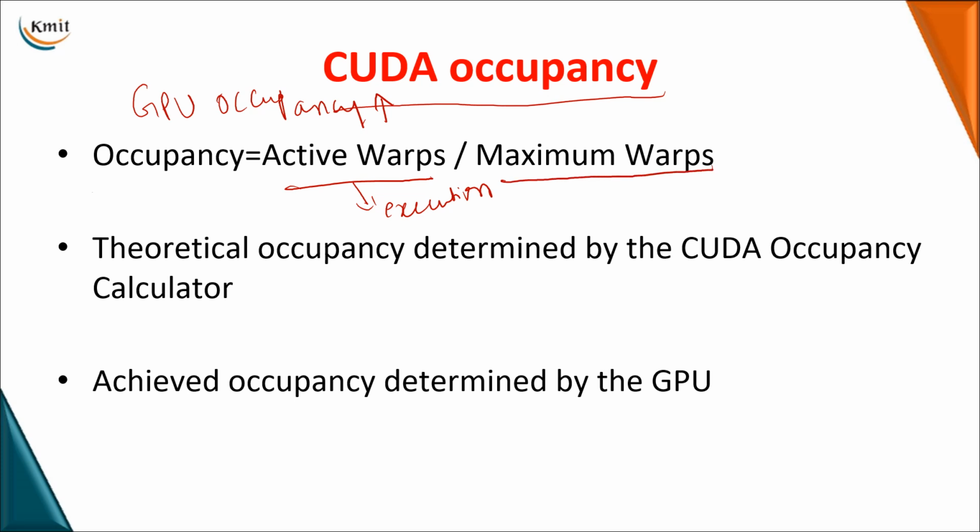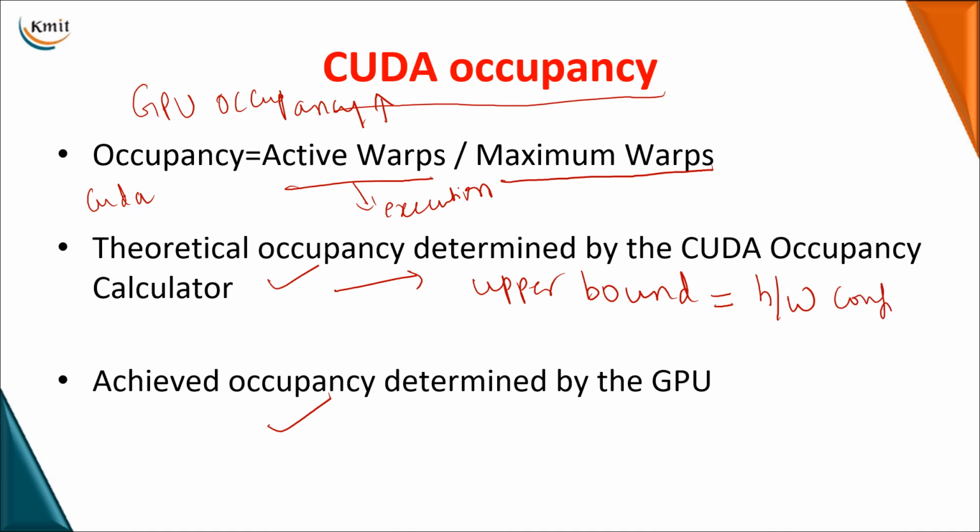So this gives you a CUDA occupancy. And this CUDA occupancy can be calculated theoretically, or you can even go for achieved occupancy. Theoretical occupancy, as the name implies, is nothing but your upper bound. Theoretical occupancy is your upper bound based on the hardware configuration of the system. We just substitute the form values in the given formula and we get some value.